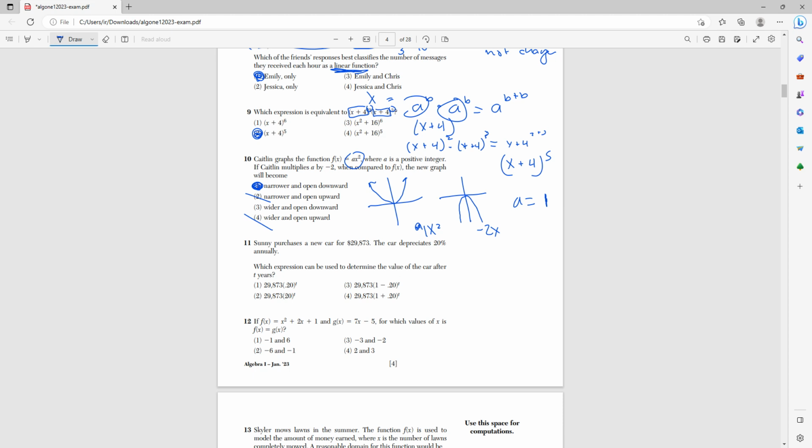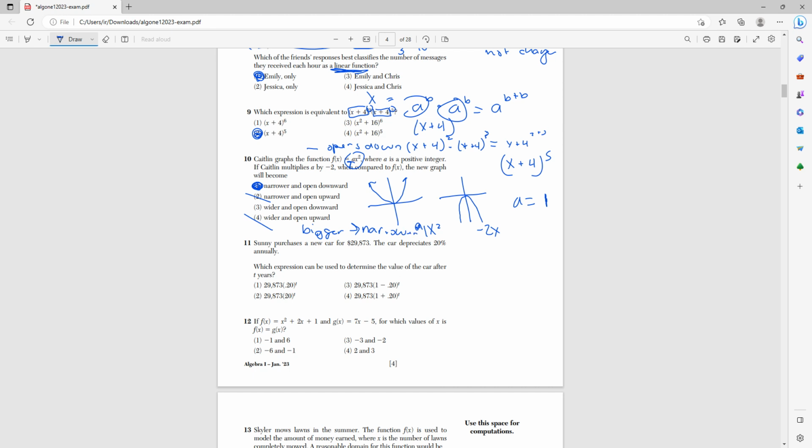I guess a faster way to do this is to remember that whenever you have something x squared and the coefficient is negative, a negative coefficient means it opens downwards. And whenever your coefficient is bigger, the graph is narrower.